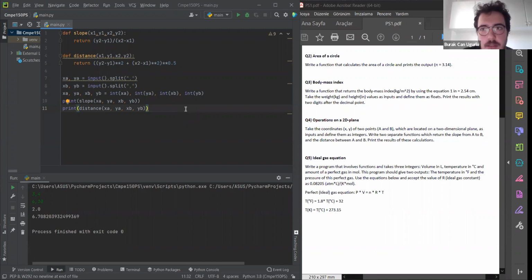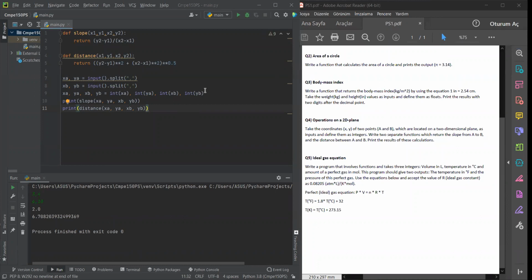If you have any questions, please do not hesitate to ask them. I cannot see your hands or see the chat right now, so you can directly interrupt me. How did you use the split function for the inputs?